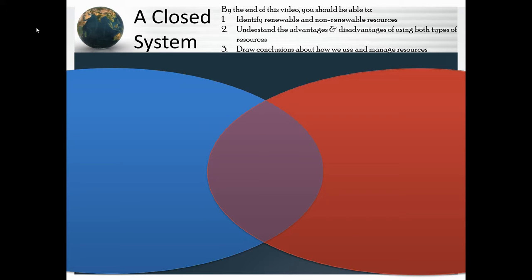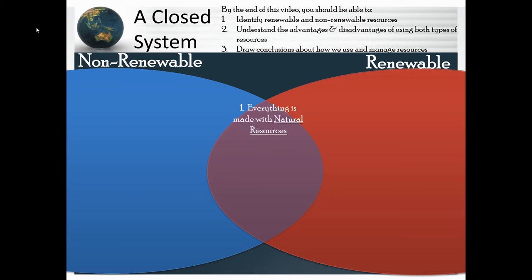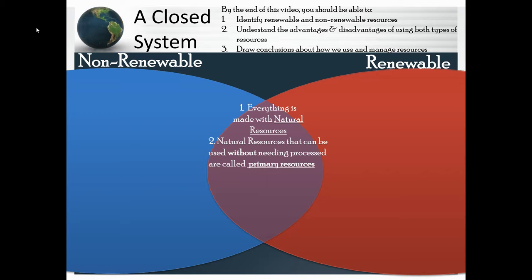So, we can divide our Earth's resources into two major groups, renewable and non-renewable. First things first, all products are made with natural resources. From clothes to furniture to machines and building materials, everything is created from materials found in nature. Some natural materials can be pretty much used immediately without needing to be processed. An apple, for example, can be picked straight from the tree and consumed. We call those kinds of materials primary resources, the basic materials we use to make other things.